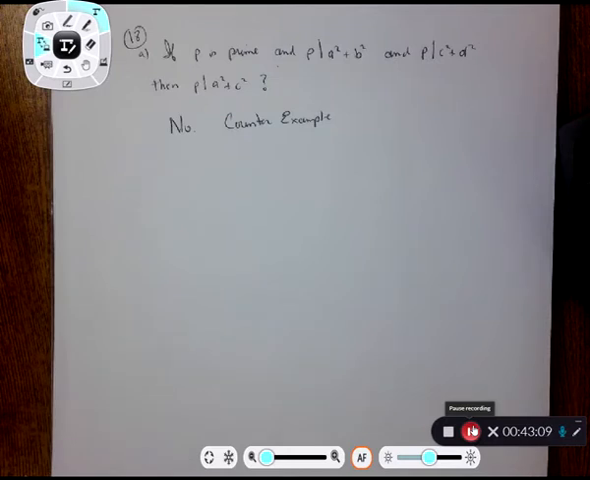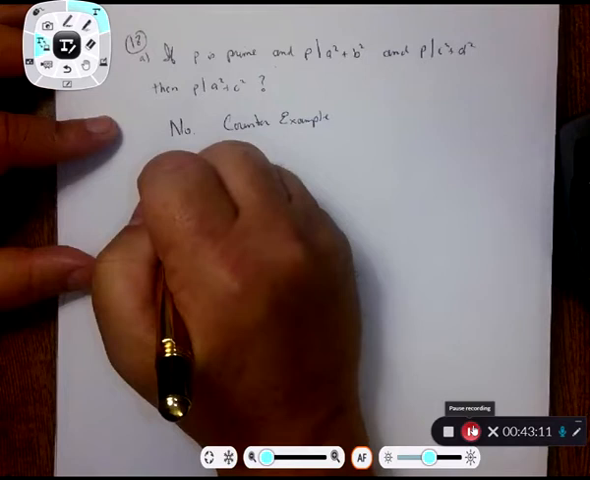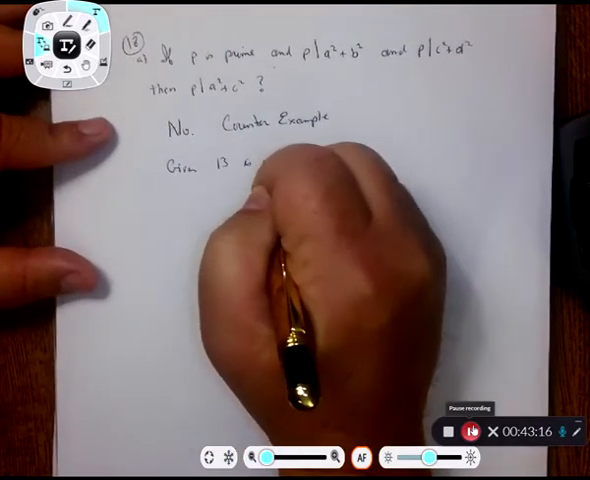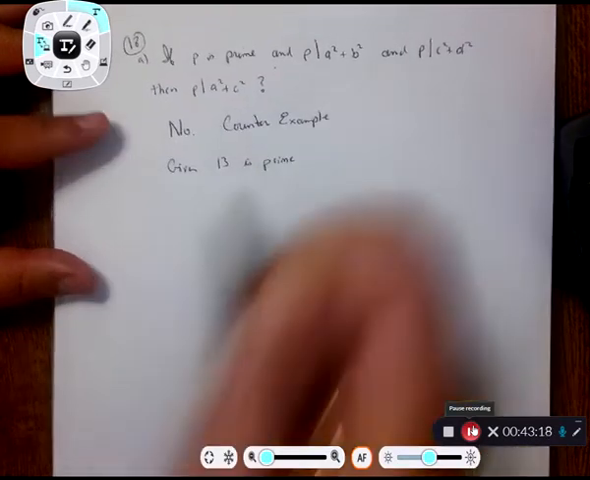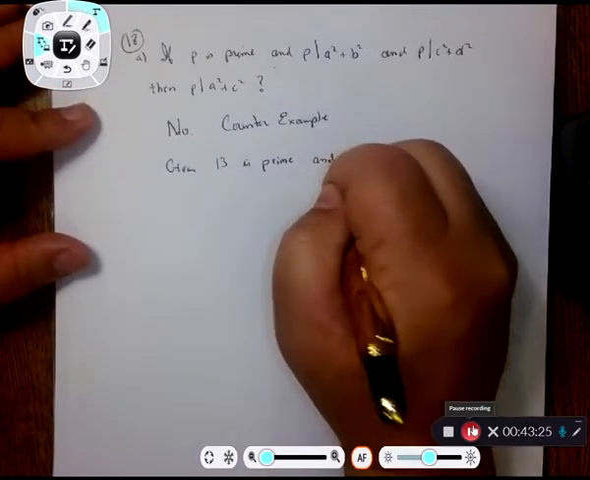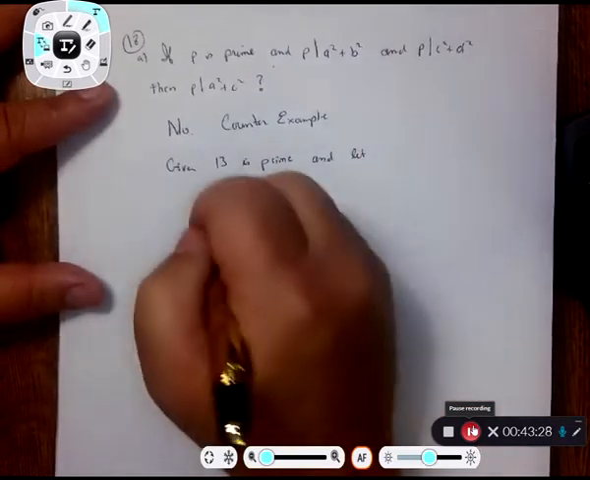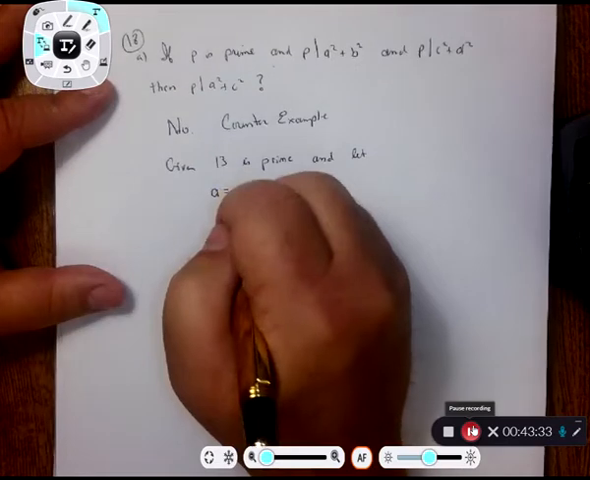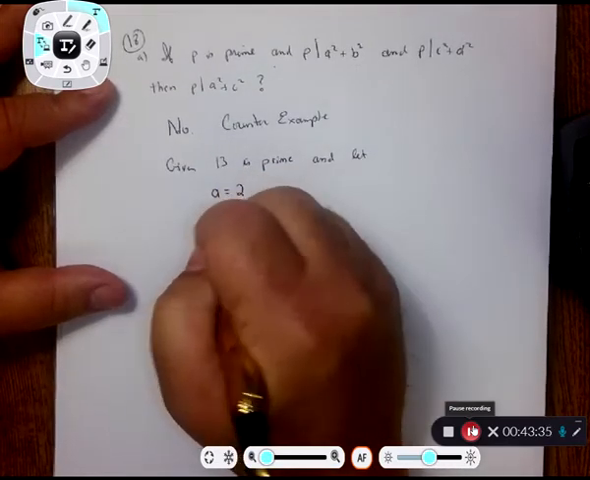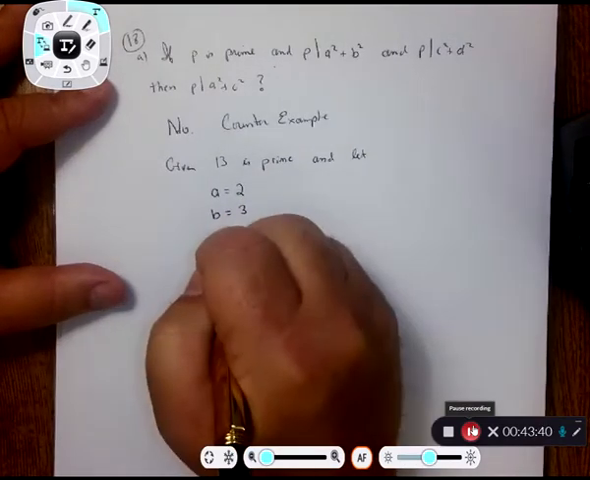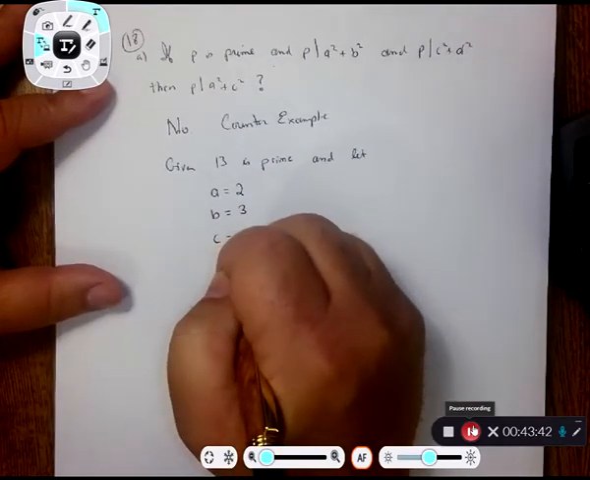So for this one, you have to state this here. All right, you give yourself a prime. Given 13 is prime. Okay, so there's my prime. Start off with that one. And here, I'm going to give myself some letters. I'm going to let A be equal to 2. I'm going to let B be equal to 3. I had to come up with these numbers before. I'm going to let C be equal to 5.